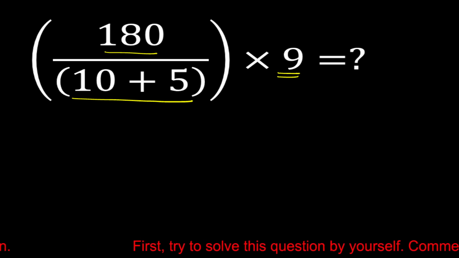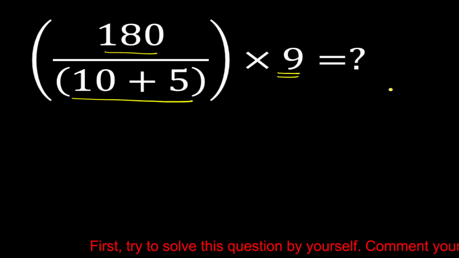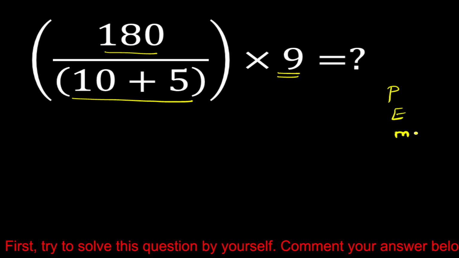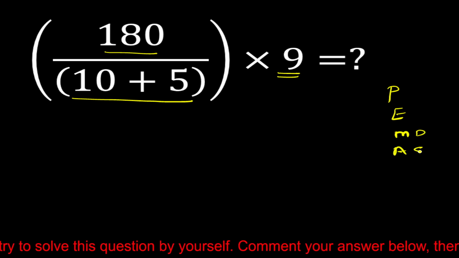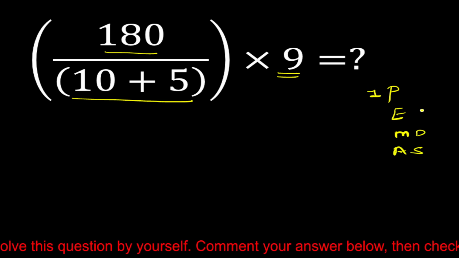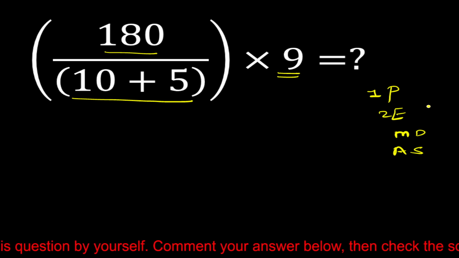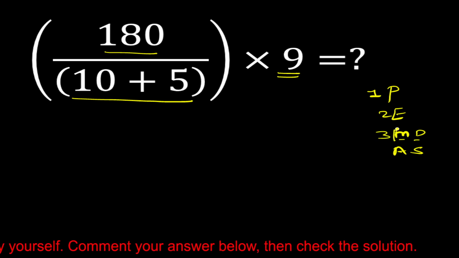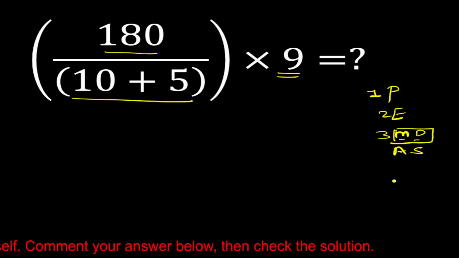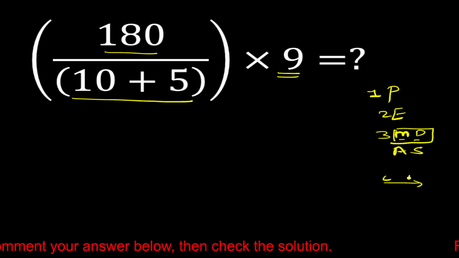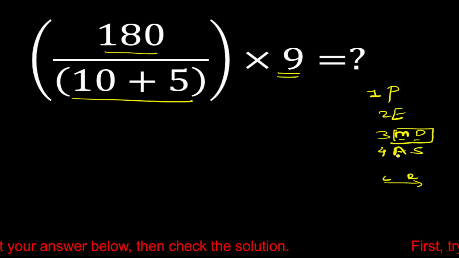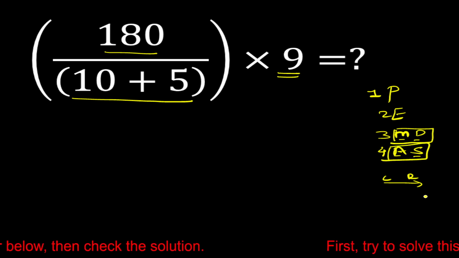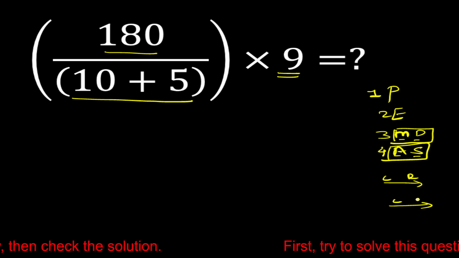Okay, so now let's solve this problem correctly by using the PEMDAS rule. According to PEMDAS, first priority is parentheses, second priority is exponents, third priority is multiplication and division. Here multiplication and division both have equal priority, so we have to solve it from left to right. Fourth and last priority is addition and subtraction. Also addition and subtraction both have equal priority, so we have to solve it from left to right.